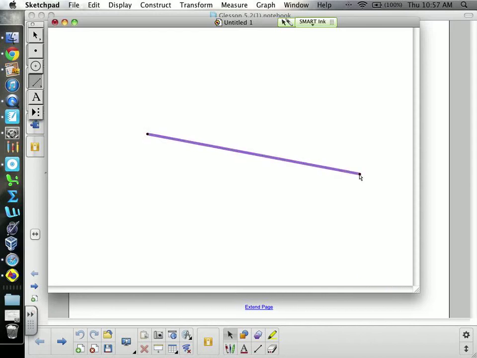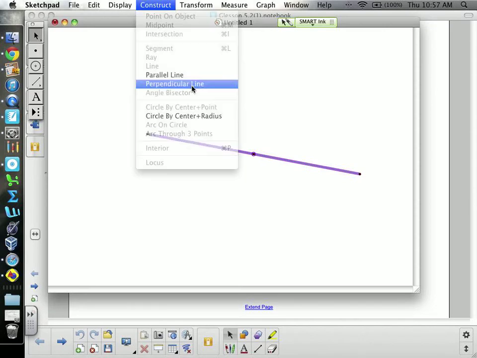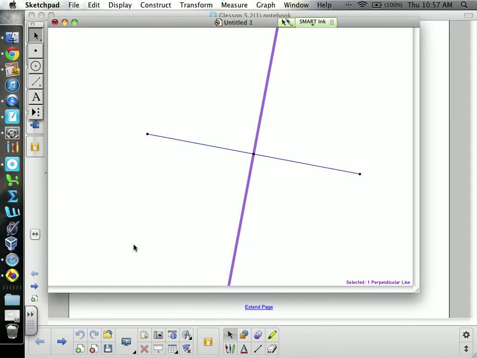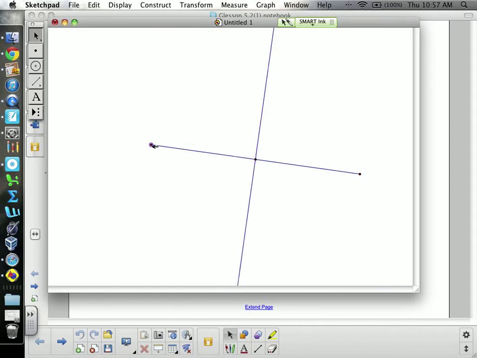To have a perpendicular bisector, we have to start with a segment. And in order to be a bisector, it has to go through what point on that segment? The midpoint. So we're going to construct a point at the midpoint on the segment. Now, a bisector is another line that goes through the midpoint. So I need to tell it what to be perpendicular to, as well as where the midpoint is, and I can construct a perpendicular line. This line that we see now is the perpendicular bisector of that segment.